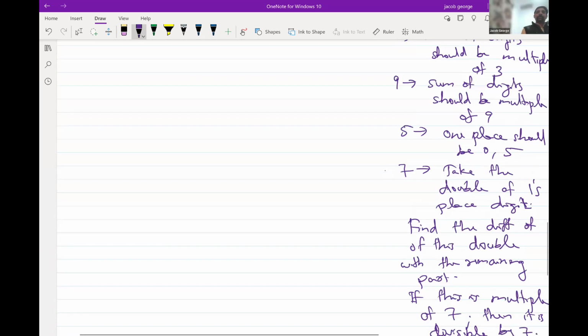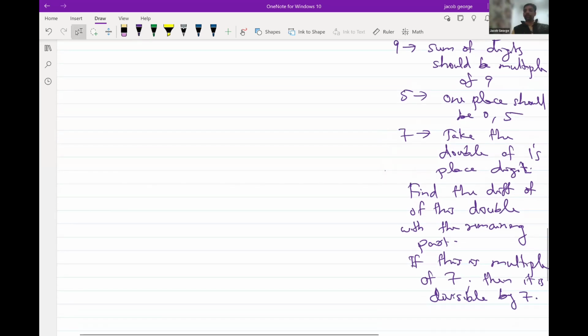For example, 49. 49 is a number which is divisible by 7. You can check with the same rule.